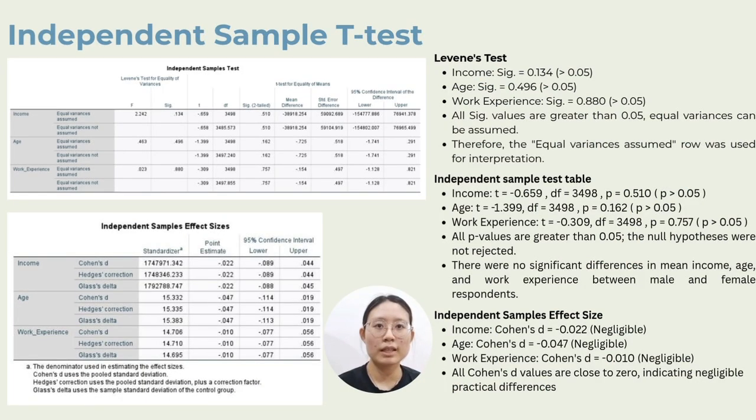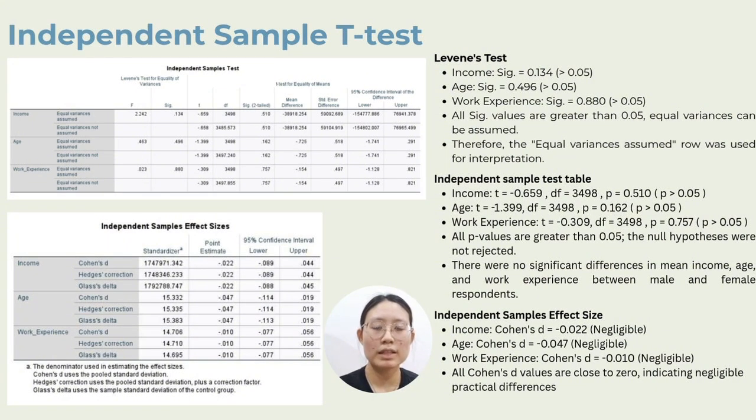First, we examine Levene's test to determine whether equal variance could be assumed. Since the significance values for income 0.134, age 0.1496, and work experience 0.880 were all greater than 0.05, the equal variance assumption was satisfied. Therefore, we use the equal variance assumption result for interpretation.